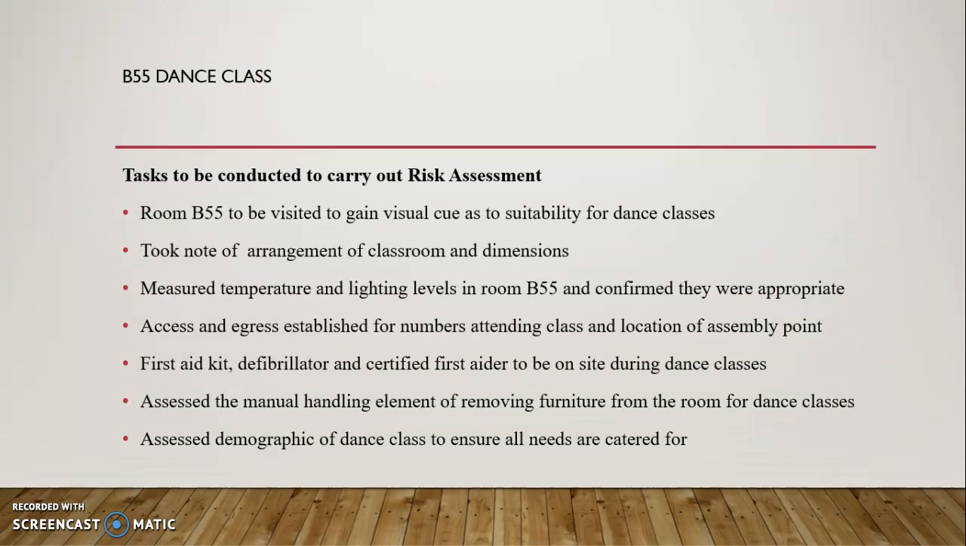Tasks to be conducted to carry out the risk assessment. Room B55 to be visited to gain visual cue as to suitability for dance classes. Take note of arrangement of classroom and dimensions. Measured temperature and lighting levels in room B55 and confirmed they were appropriate. Access and egress established for numbers attending class and location of assembly point. First aid kit, defibrillator and certified first aider to be on site during dance classes.